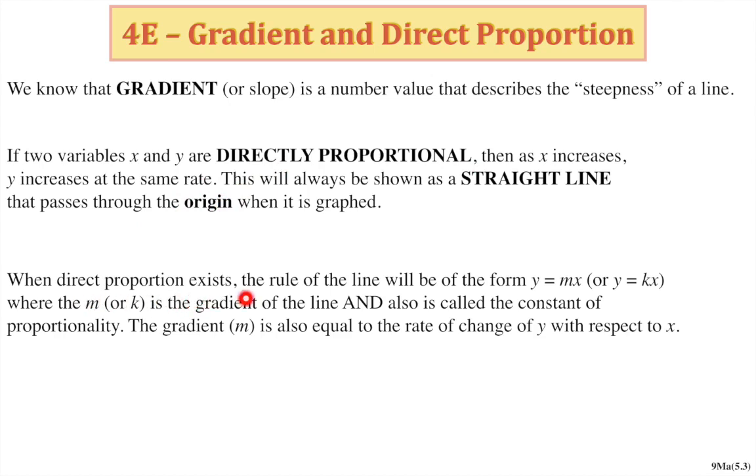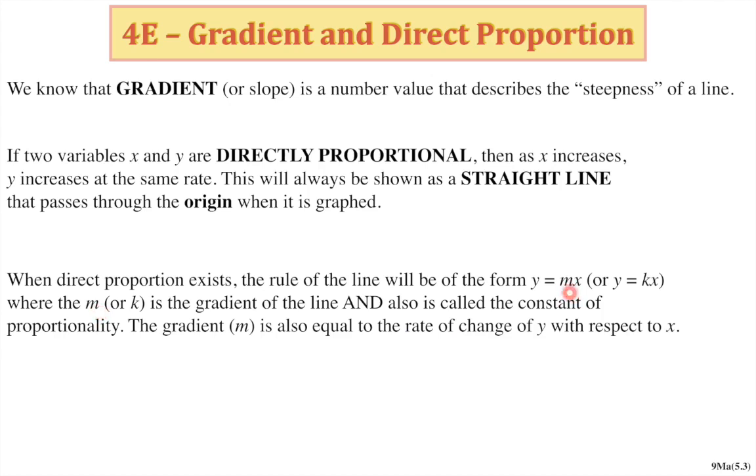So when direct proportion exists, the line is always going to be in the form of y equals some number in front of an x. There won't be something like this, y equals 2x plus 3. That won't exist, because if you have the plus 3, it doesn't go through 0, 0. So you'll just have a y and an x part, no number part by itself.